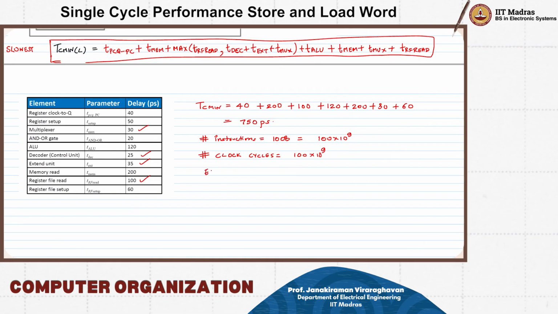And therefore program execution time is just the number of clock cycles, 10 power 9, into the clock period, which is 750 picoseconds, and pico is 10 power minus 12 seconds, right? So therefore you have 75 seconds, that is the program execution time for this 100 billion instruction program.